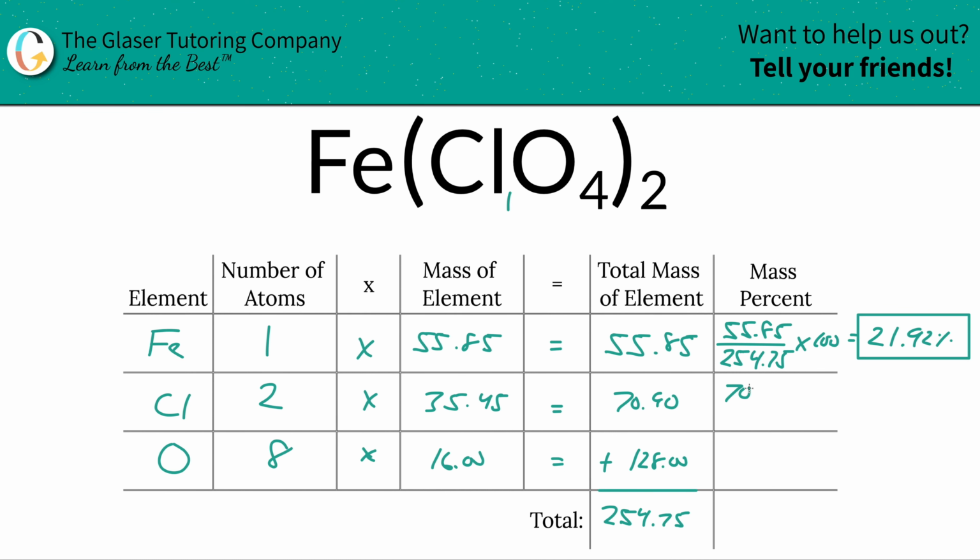The next thing we're going to do is calculate the value for chlorine, all right? So the total mass of chlorine there is 70.9, divided by the total mass of the entire compound, 254.75, multiply that by 100, and what do we get? We get a value of about 27.83%.